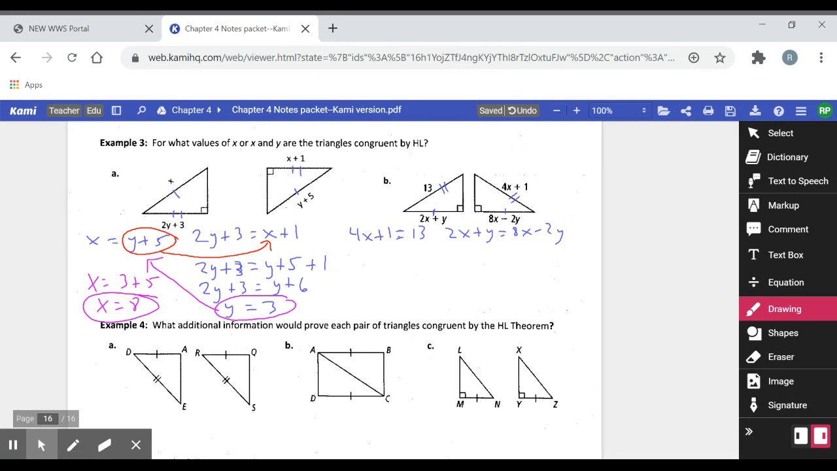So over here on the left, if I go ahead and solve, I can figure out what x is. So 4x is equal to 12. And if I divide by 4 on each side, I get x is equal to 3.